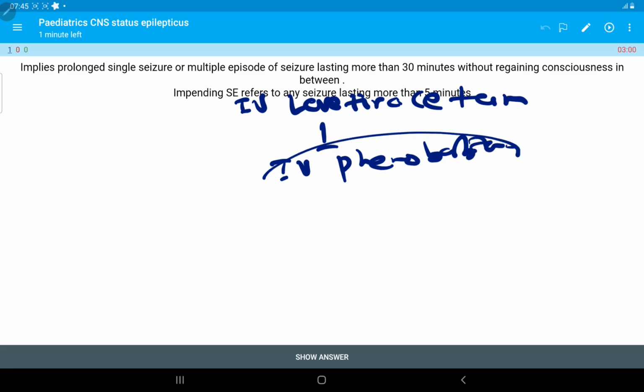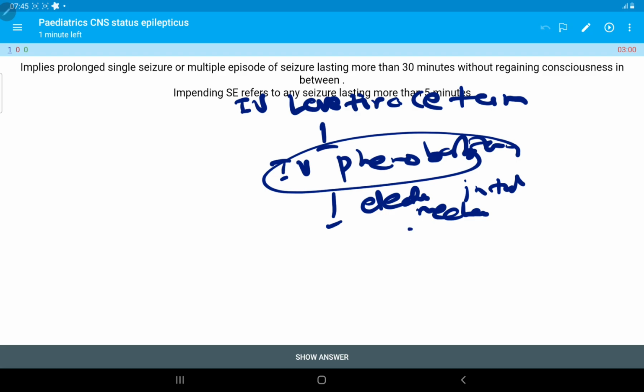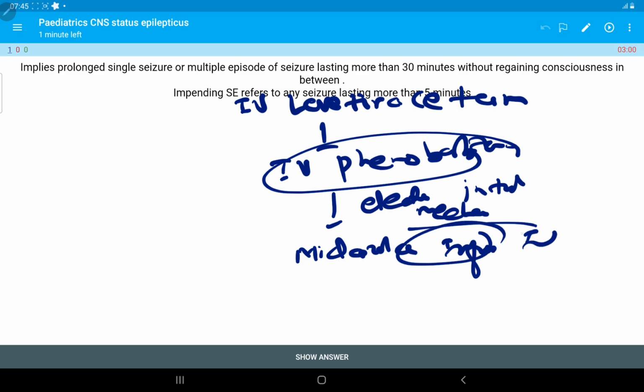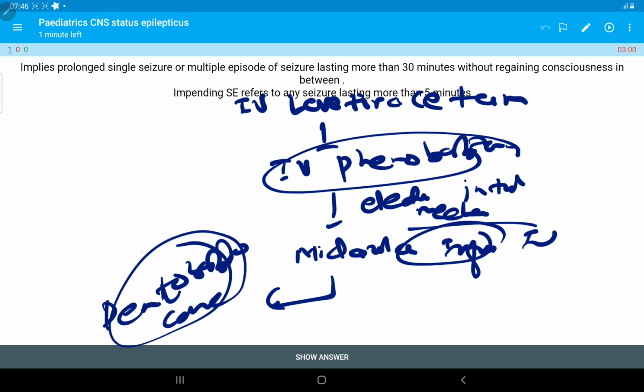If this also does not control the seizure, then what happens? We can do elective intubation and mechanical ventilation. Lastly we can give midazolam infusion through the IV route, and then we can give pentobarbital. Pentobarbital coma: we have to give pentobarbital and induce the coma. So in this way we have to manage the seizure.